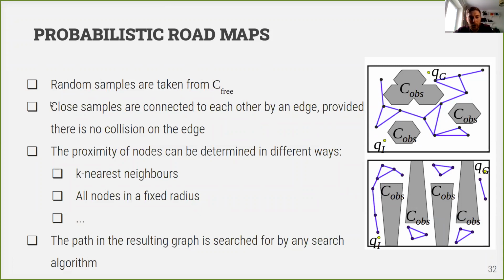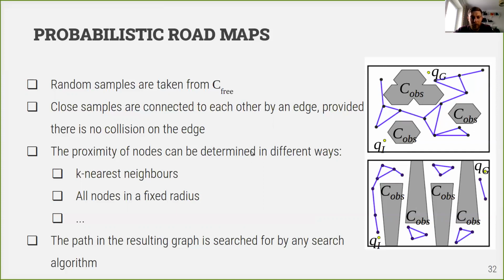Then close samples are connected to each other by an edge, provided there is no collision on the edge. So imagine we took this random sample, which is in black here, and this random sample, and we are joining them with an edge if there is no obstacle between them. For example, between this one and this one, there is an obstacle. That's why we do not connect them. And by taking random edges, we can build some graph like this, and then we can build a path within this graph. Of course, it is suboptimal, but we can get it really fast because we just took some number of random samples and then used them to build a path.